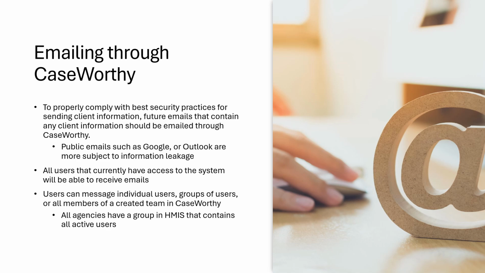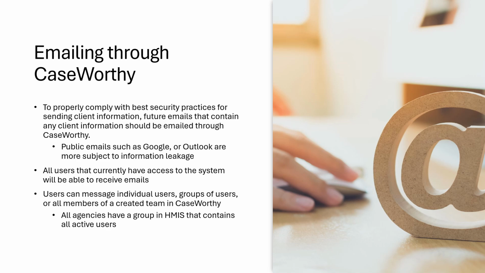Public emails such as Google or Outlook are more subject to information leakage simply because those are big email sites that are really big targets for anybody that is trying to hack into emails, and we don't want our email addresses to get hacked, because if someone hacks a series of emails and some of our emails are included in that, it means some of our clients' data is at risk, which would be a big issue. So anything that involves any client data needs to be sent through the Caseworthy emailing system, which we'll go over in the next couple slides on how to do.